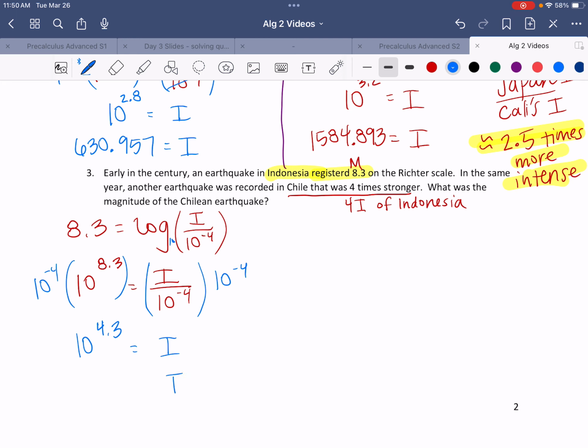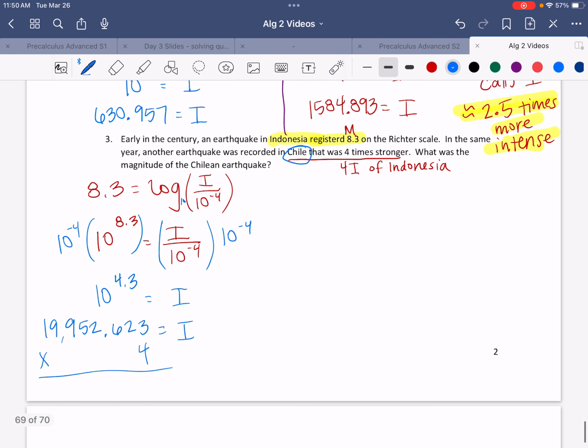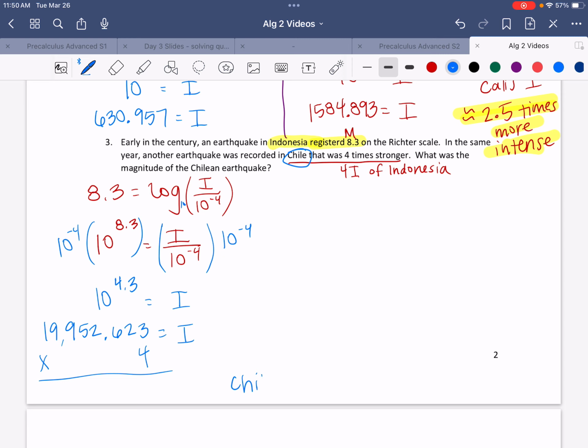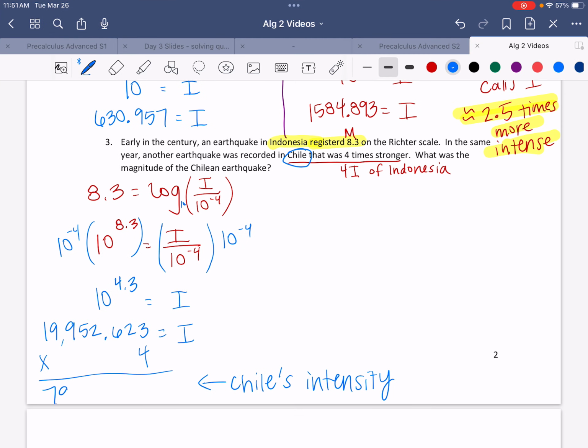So their intensity is 19,952.623. And then it says we need to do 4 times that to figure out, so times 4, right? Or we can just go multiply by 4 in the calculator to get the intensity of the Chilean earthquake. So let's go to the calculator. It's still on my screen. I can multiply by 4. That's a very large number. I'm gonna go write it down. 79,810.493. And then I can go find the magnitude, because that's what it really asked for.